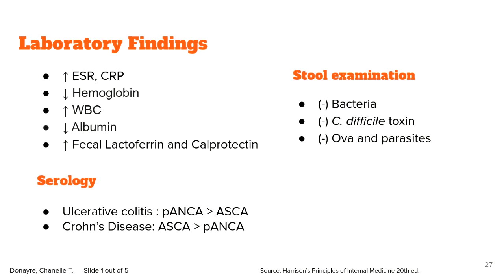Fecal lactoferrin is found in neutrophils and monocytes, and fecal calprotectin also reflects intestinal inflammation and predicts relapses of IBD. For the serology, in ulcerative colitis, there is presence of perinuclear anti-neutrophil cytoplasmic antibodies, while in Crohn's disease there is increased level of anti-Saccharomyces cerevisiae antibodies, or ASCA. We also do stool exam in order to rule out infectious etiologies such as bacteria caused by inflammatory pathogens such as Salmonella, Shigella, and Campylobacter. We also rule out C. difficile toxin because C. difficile causes pseudomembranous colitis, and we check for the presence of ova and parasites, and Amoeba and Balantidium coli.